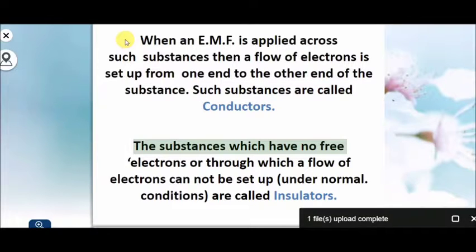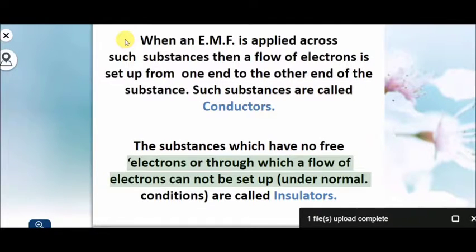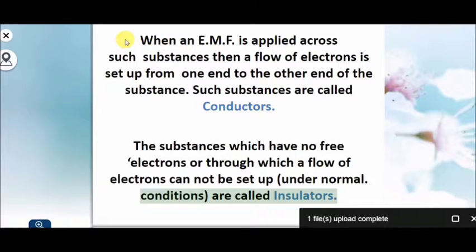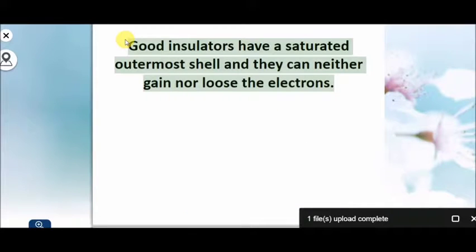The substances which have no free electrons, or through which a flow of electrons cannot be set up under normal conditions, are called insulators. Good insulators have a saturated outermost shell, and they can neither gain nor lose electrons.